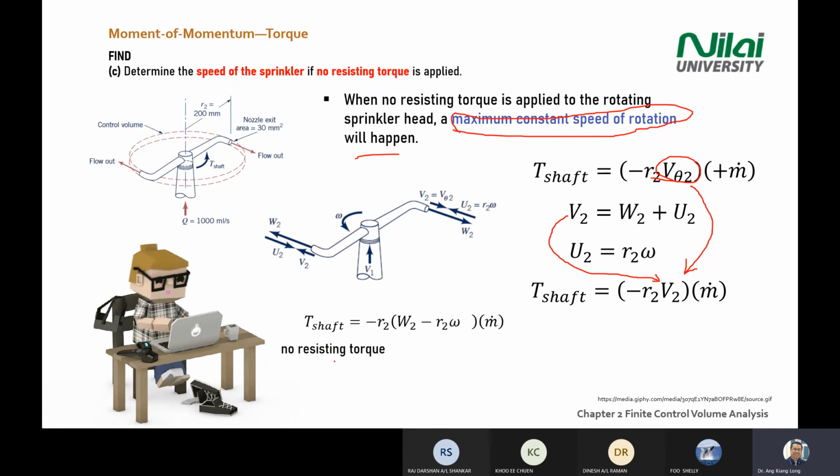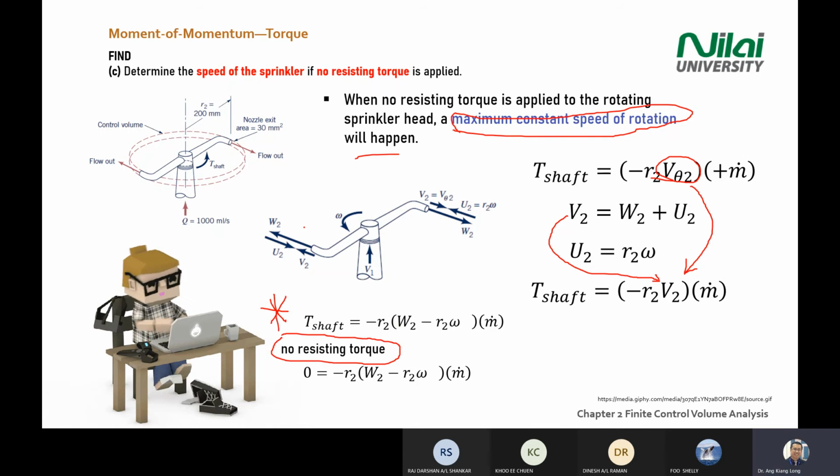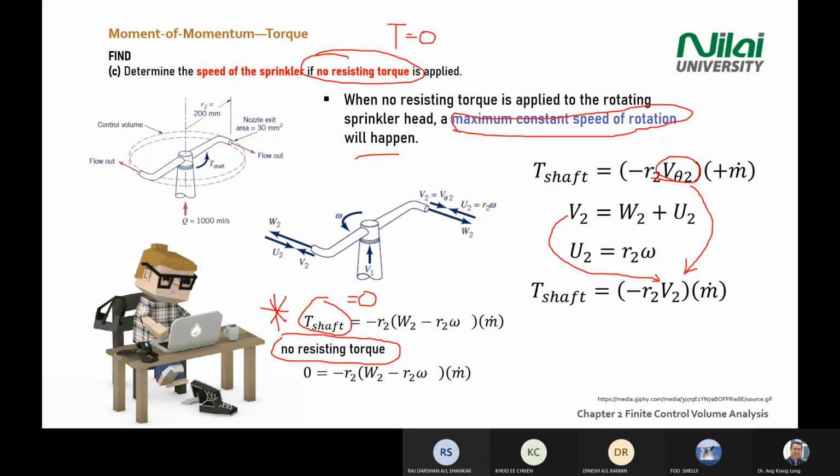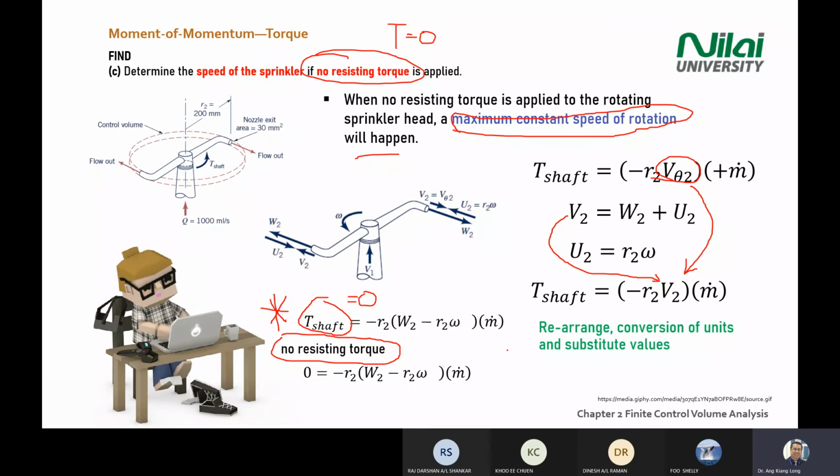And since there is no resisting torque, right? This is the error when students try to solve. If there's no resisting torque, it already tells you in the statement. It already tells you no resisting torque. It gives you some hints. T equals 0, your torque equals 0. It means this component straight away gives you some bonus mark already. T shaft is 0, as mentioned in the question. So straight away the left hand side of the equation is 0, and you solve for the remaining one.